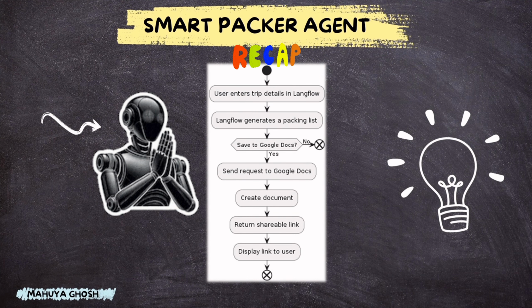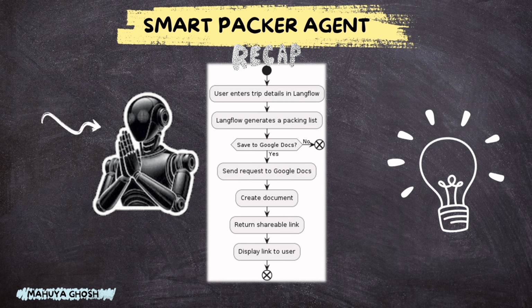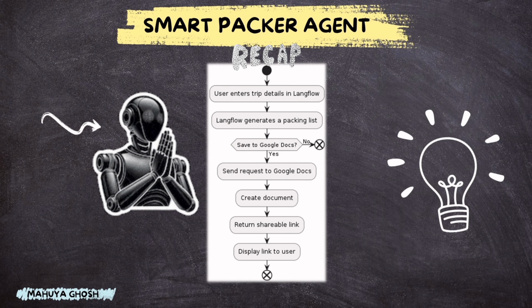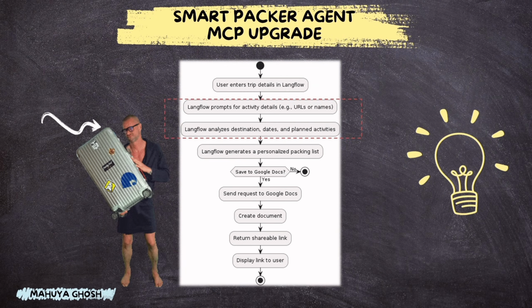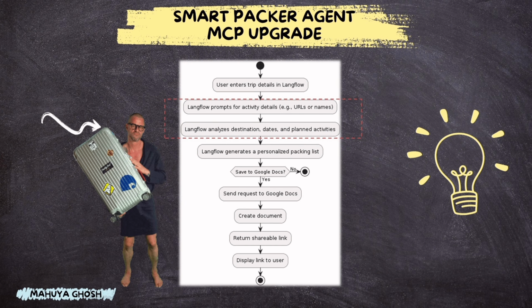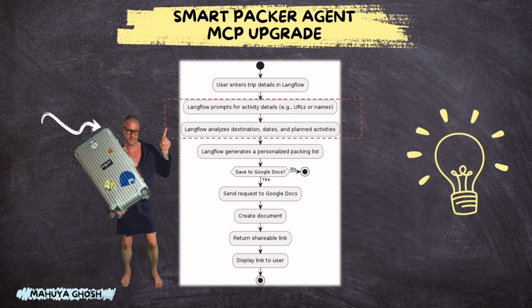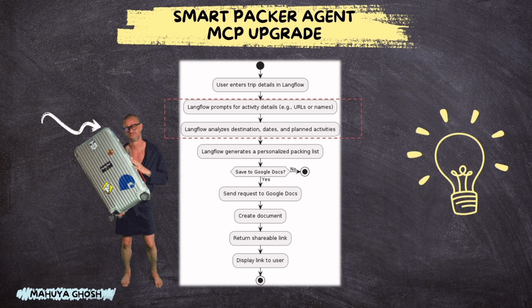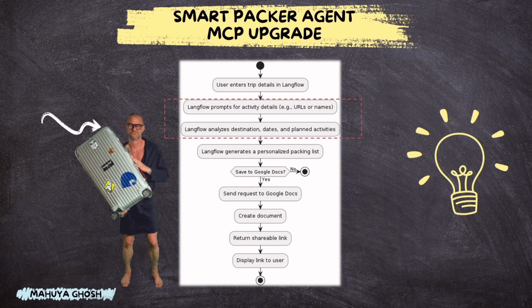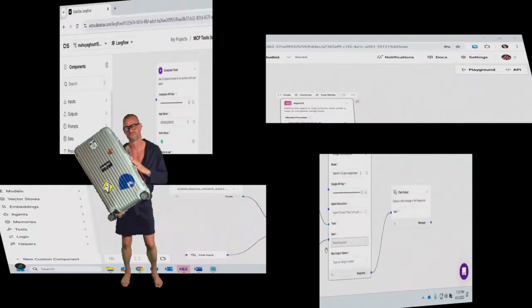So let's dive in. In the previous videos, we built a smart Packer AI agent that generates a personalized packing list and sends it to Google Docs. Today we are making it smarter by helping it understand where the user is going and what the user would be doing there. Not just dates and destination, but the actual activities that the user has planned. This adds a whole new level of personalization and shows how MCP lets your agent go beyond the basics.